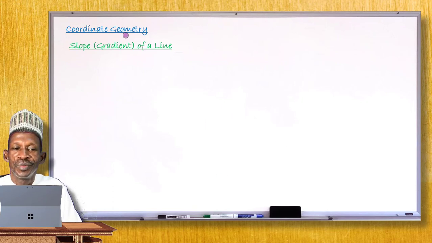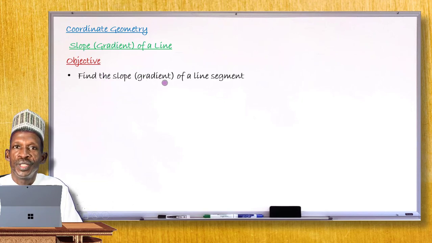Today, in continuation with your main topic, coordinate geometry, we take our second lesson, and in this second lesson, what you're going to learn is how to find the slope or gradient of a line segment. So let's begin. After completing the lesson today, my dear student, you'll be able to find the slope or gradient of a line segment. This is what I hope you'll be able to do after completing the lesson today.